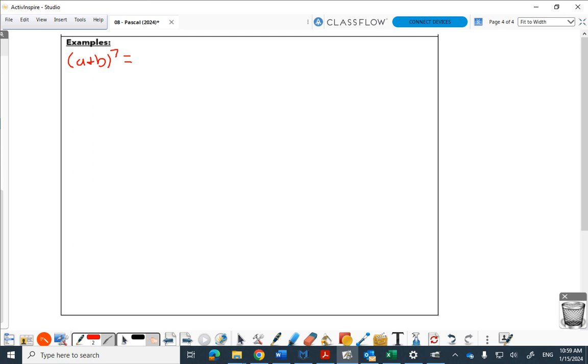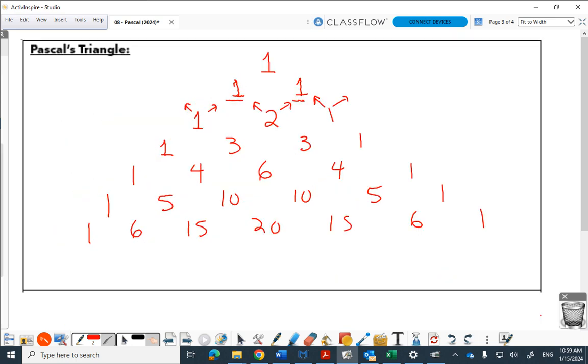Build Pascal's triangle. Just on a separate sheet of paper, you say, let's build Pascal's triangle all the way down to the 8th level. Why is it the 8th level? It starts with the 0th level. That's exponent 1, exponent 2, 3, 4, 5, 6. So it's always one more than you think. As we go across, here comes the 7th level.